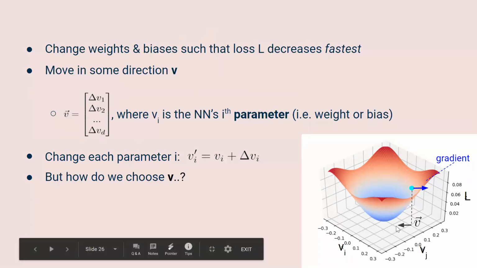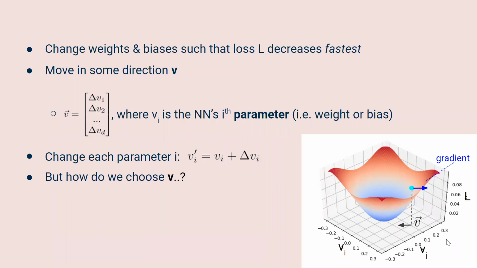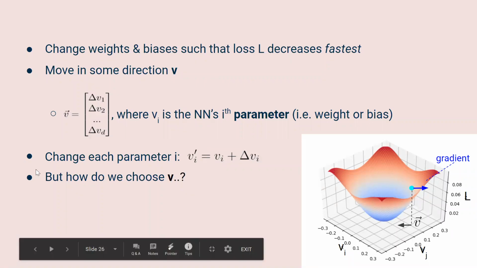V is basically the direction that we want to move in our parameter space, right? So in this example, we only have 2 parameters, Vi and Vj. So what we want to do is nudge Vi and Vj independently in some direction. And a vector V just captures those changes together, right? You can see it in this definition. It's just the collection of all these little nudges to our parameters.